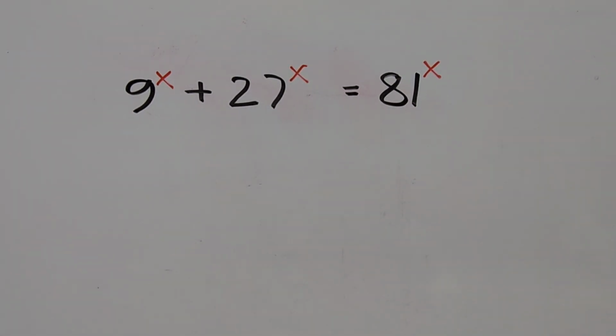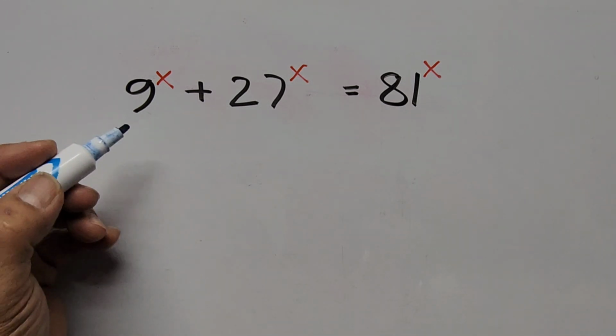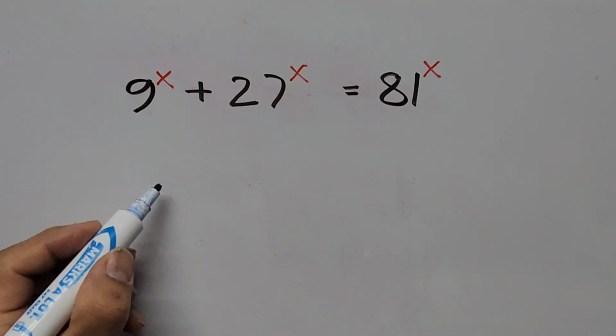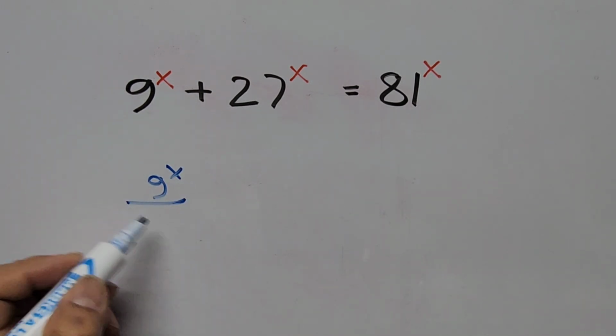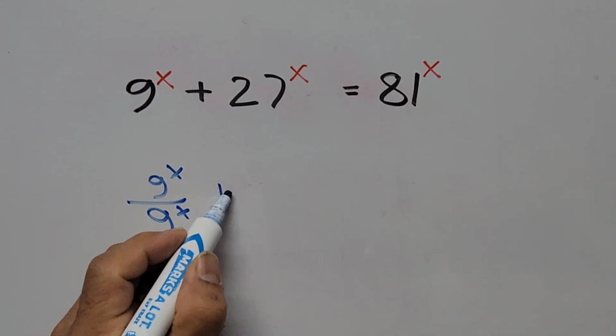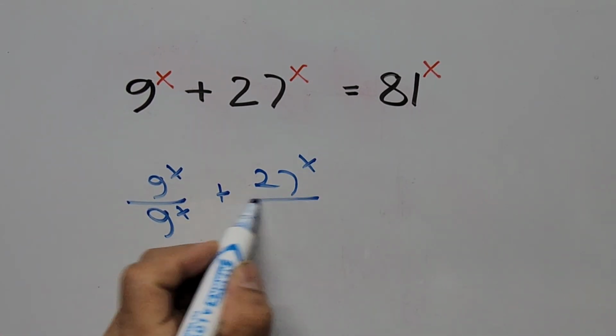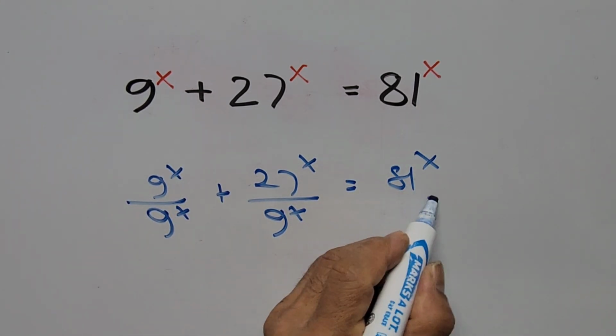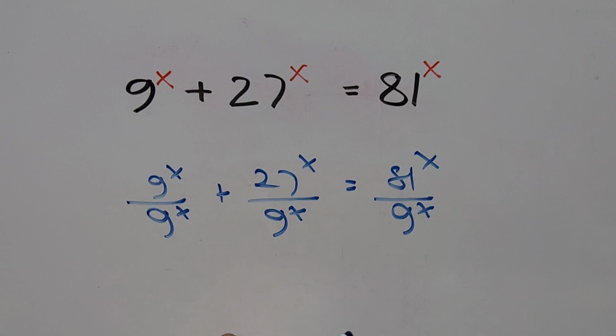And so now how do we solve that? Alright, so first then, we have to divide the whole equation by the first term. That means we're dividing it by 9 to the power of x. So we have 9 to the power of x divided by 9 to the power of x plus 27 to the power of x divided by 9 to the power of x equals 81 to the power of x divided by 9 to the power of x.